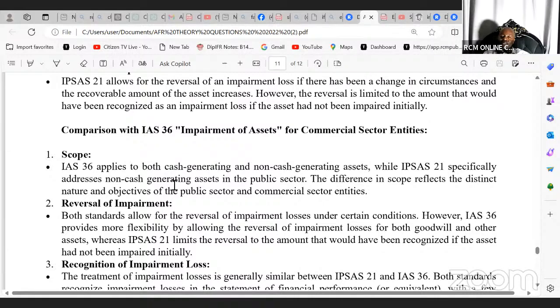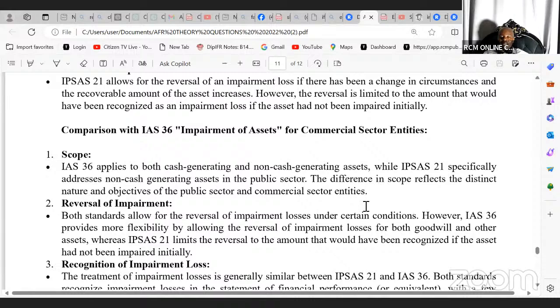IAS 36, being a commercial enterprise standard, applies to cash generating assets and non-cash generating assets, while IPSAS 21 specifically addresses non-cash generating assets in the public sector. The difference in scope reflects the distinct nature and objectives of the public sector and the commercial sector entities. When we have reversal of impairment, both standards allow for the reversal of impairment losses under certain conditions.